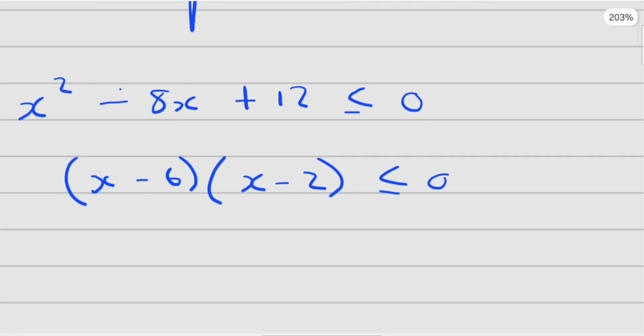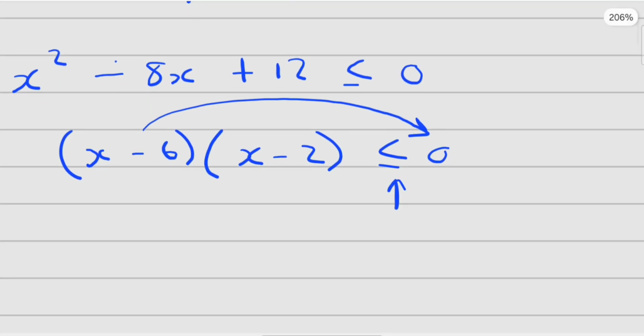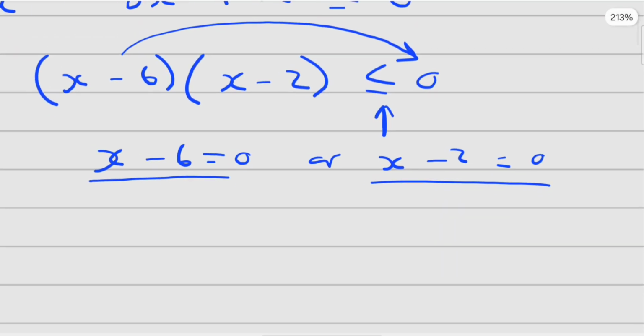And we know that if we have an equal sign here, we then say this bracket is equal to 0 or this is equal to that. So at this point, we ignore this sign. We then say x minus 6 equal to 0 or x minus 2 equal to 0. So we solve these separately like this. So this will be your x equals 6 or x equals 2, like that.